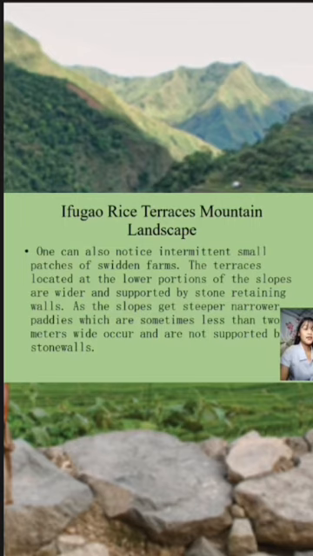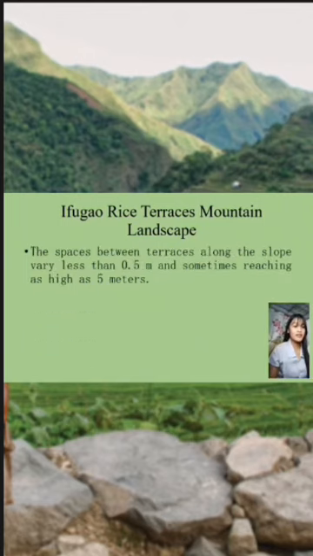One can also notice intermittent small patches of swidden farms. The terraces located at the lower portion of the slopes are wider and supported by stone retaining walls. As the slopes get steeper, narrower paths, which are sometimes less than 2 meters wide, occur and are not supported by stone walls. The spaces between terraces along the slope vary from less than 0.5 meters, sometimes reaching as high as 5 meters.